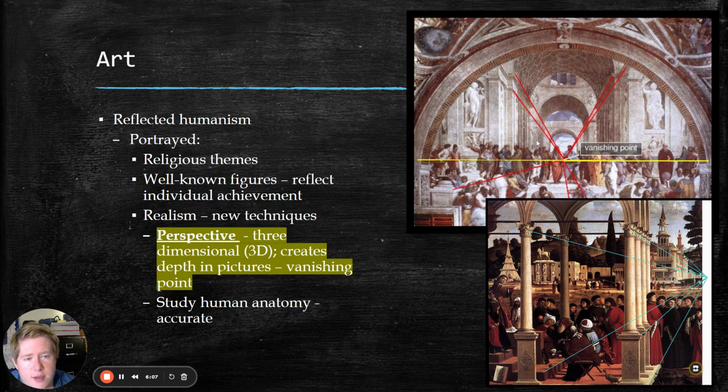So if we're looking at these two images over here, we have a horizon. Whereas prior to this, paintings were like everything's right up front. Now we're like, oh, we have this here in the front, but we also have this stuff here in the back that's smaller but further away. And it creates a vanishing point because eventually things get so small that they disappear. It also reflects the study of human anatomy. People in these paintings look like people.